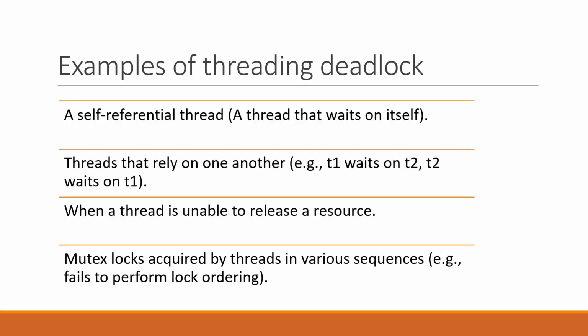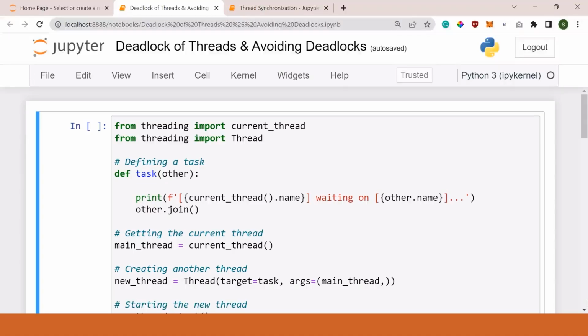Now let us understand this whole deadlock thing with the help of an example. Here on the screen you can see one example. In this, we imported the Thread class from the threading module and we imported the current_thread function from it. The Thread class is used to define a thread, and the current_thread function is used to get the current thread name.